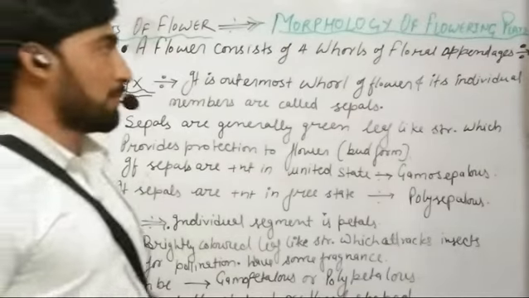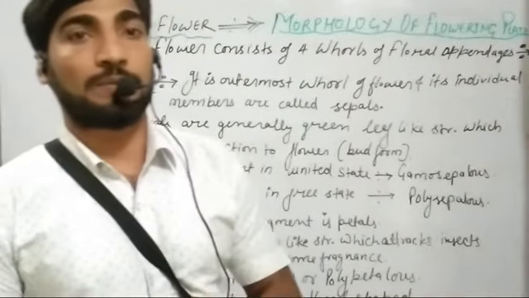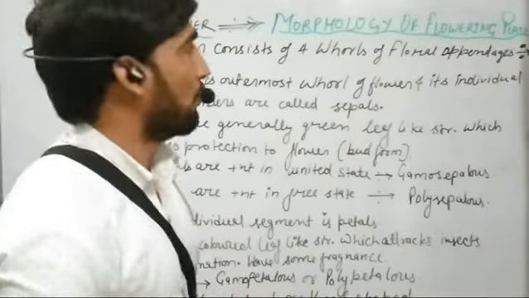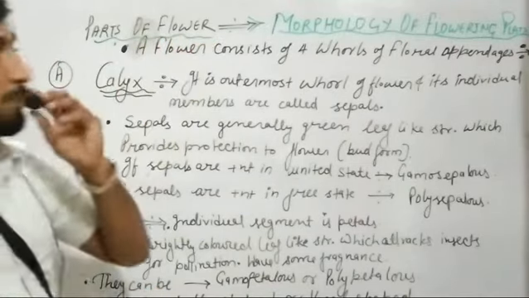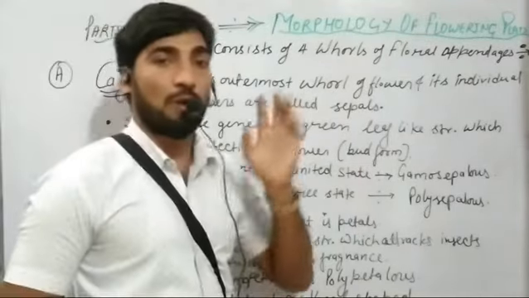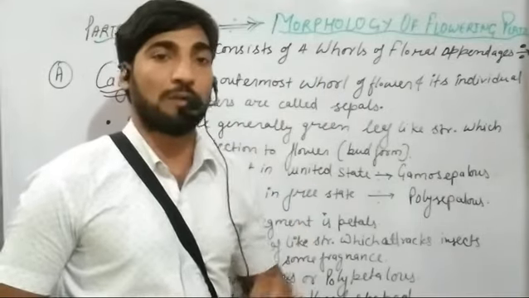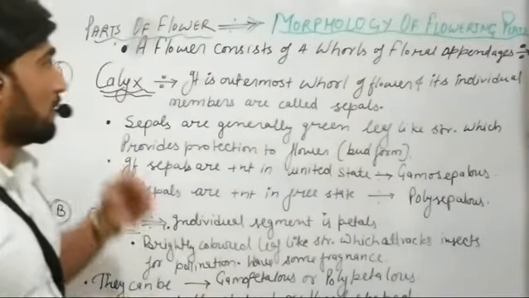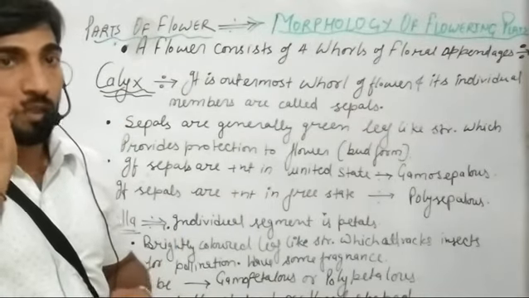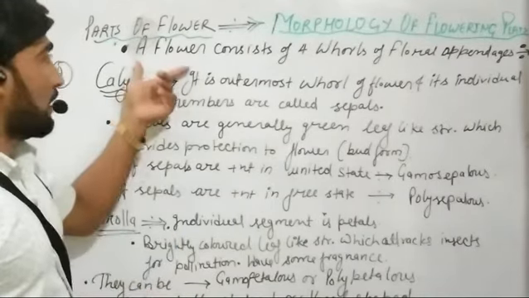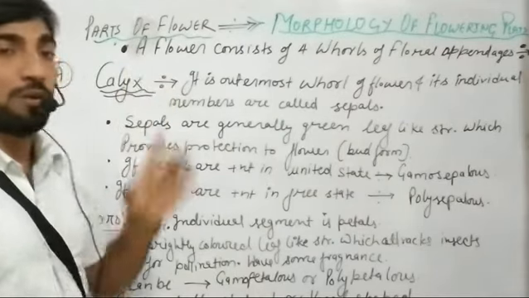Good evening, students. In this lecture we are going to study the parts of a flower in our chapter, Morphology of Flowering Plants. That is chapter 5 of 11th class. In our last lecture we studied the inflorescence and the flower, and in this lecture we will study the parts of a flower.